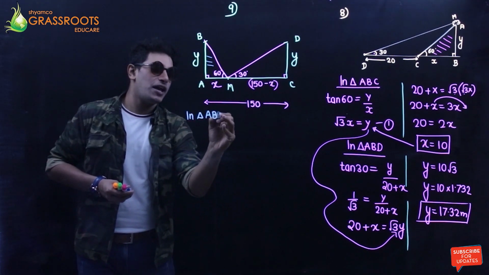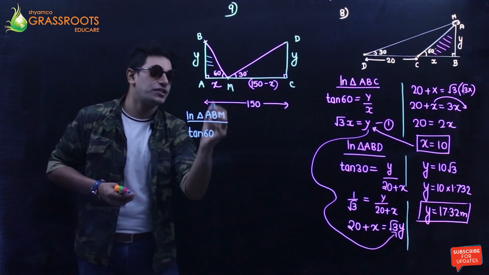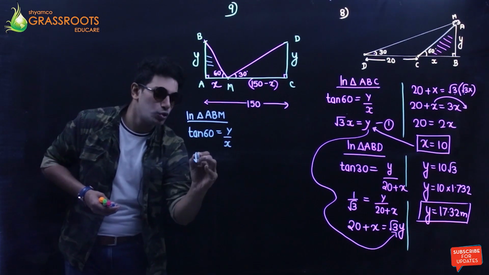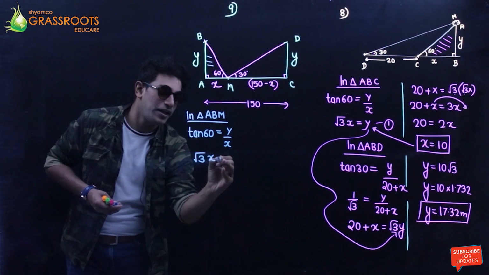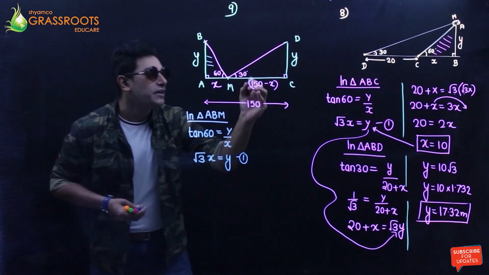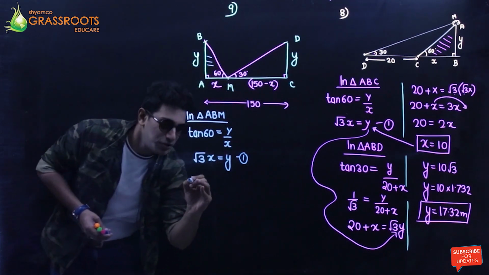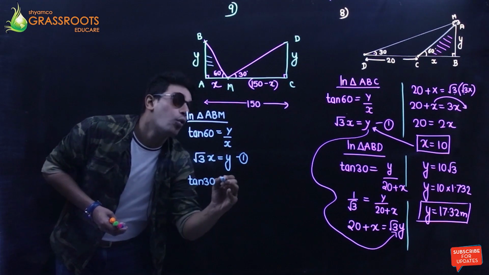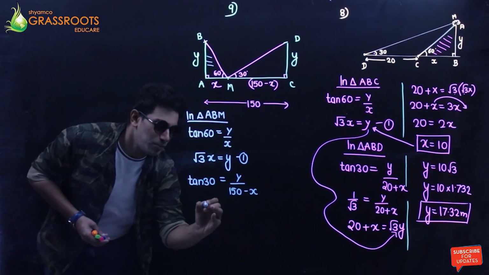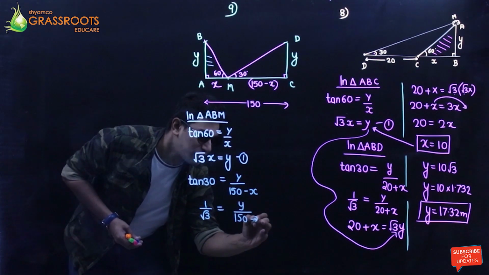So in triangle ABM, tan 60 is opposite upon adjacent, y upon x. So root 3, cross multiply, x is equal to y. Equation number 1. Next, let's take tan 30, opposite upon adjacent. So tan 30 should be y upon 150 minus x. This will be 1 by root 3, y upon 150 minus x. Cross multiply.